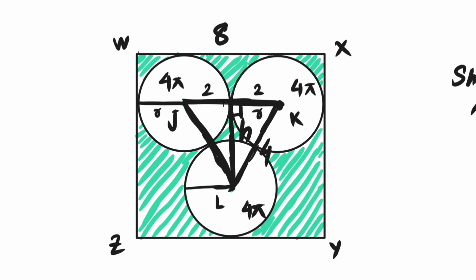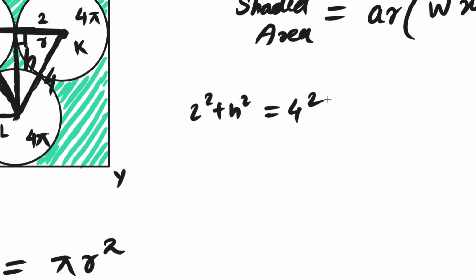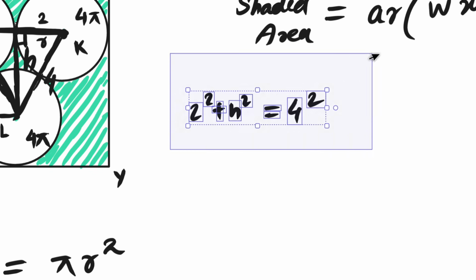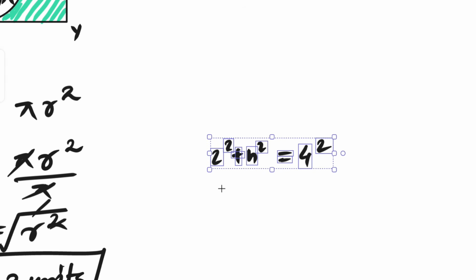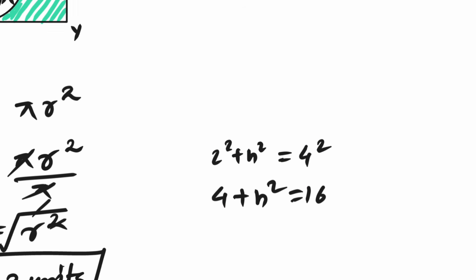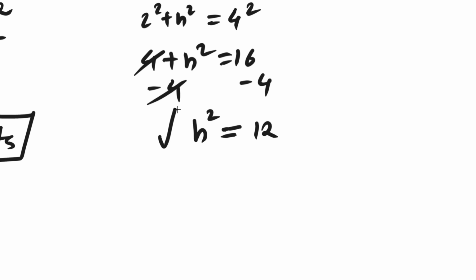So we have 2 squared plus h squared equals 4 squared. 2 squared is 4, and 4 squared is 16. Therefore, 4 plus h squared equals 16. Subtract 4 from both sides, and we get h squared equals 12. Now take the positive square root of both sides.